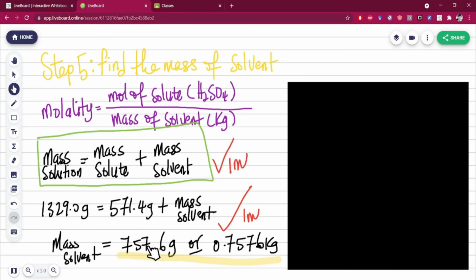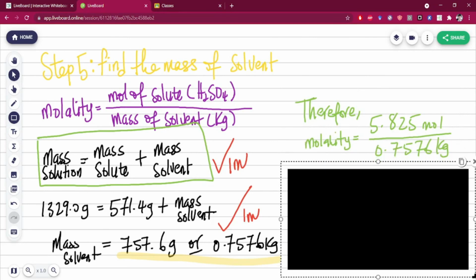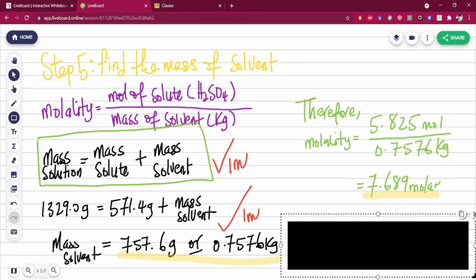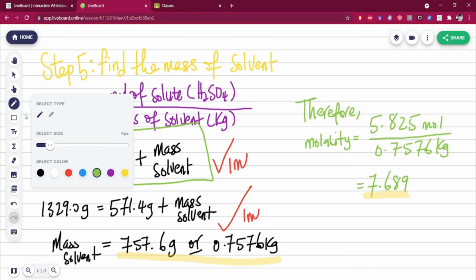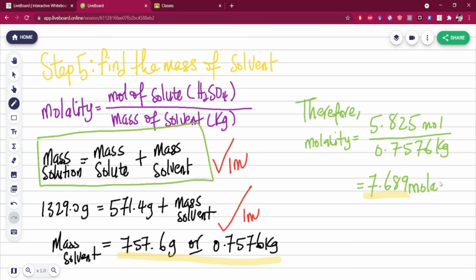You will be getting your answer in grams in this question. So you're going to change that into kilograms. Why? Because based on the molality formula, mass of solvent needs to be in kilograms. Therefore, plug in those values inside. And that is going to be molal. So we're going to just change this unit. The correct unit should be molal. Or you can write 7.689 small m. That is acceptable as well. So you get one mark for your final answer.